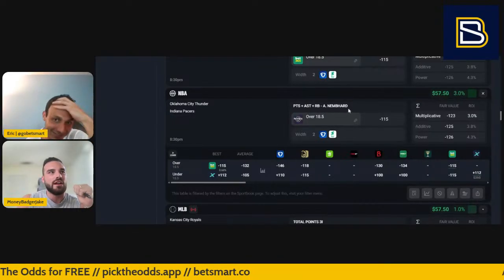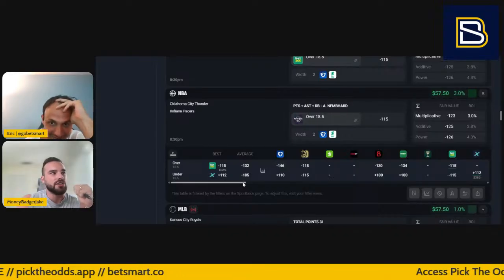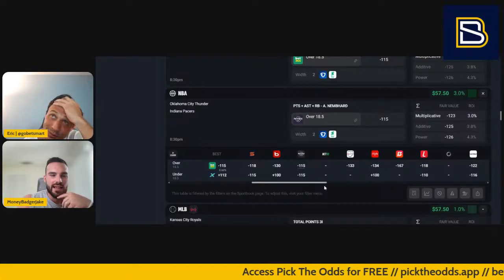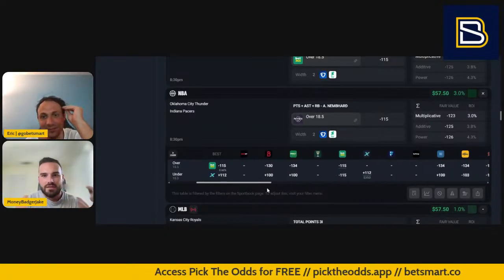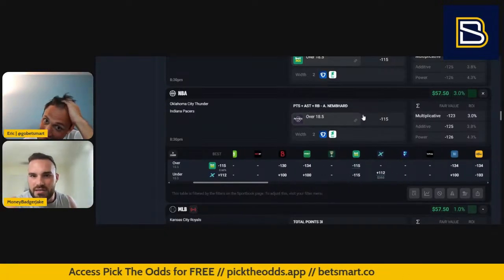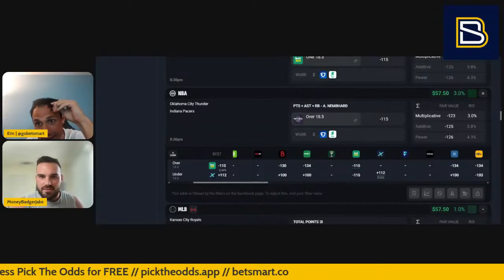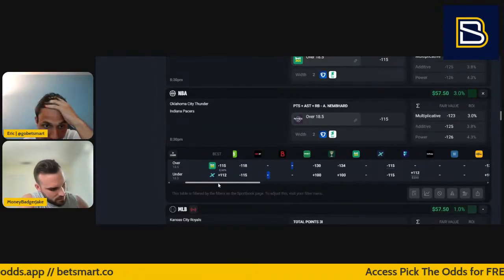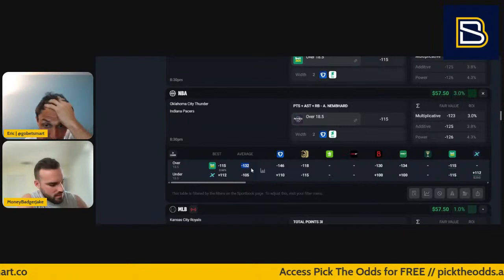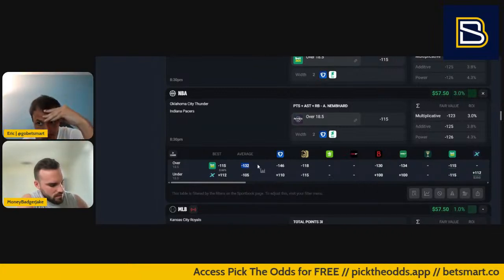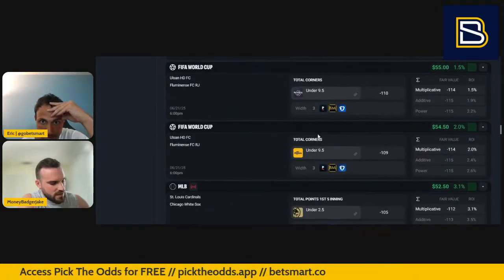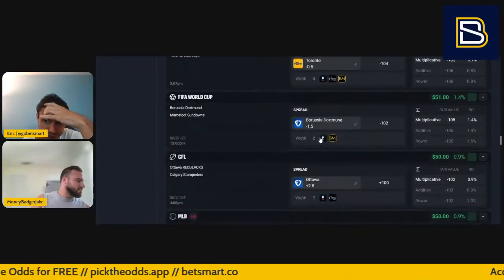It was Mathurin, and then I still like Chet, but I wish I locked it in yesterday because I saw now his double-double is at plus 110. Damn. What is that? Over PRAs? This is over PRA, 18.5, minus 115 at Hard Rock, showing from my EV calcs 3% expected value, market average minus 132. Let's add it to the notes. Love that.